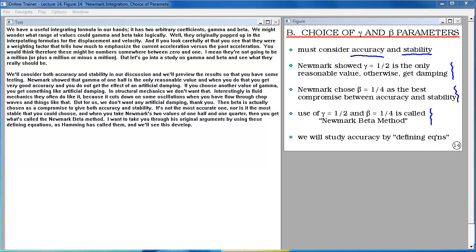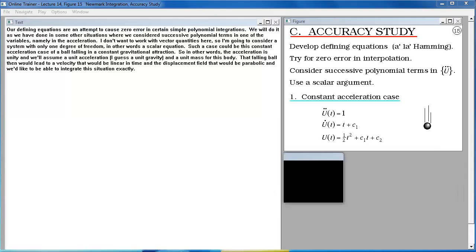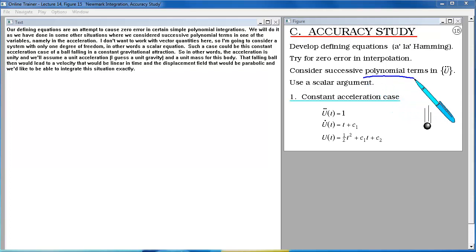I want to take you through his original arguments by using these defining equations, as Hamming has called them, and we'll see this develop. Our defining equations are an attempt to cause zero error in certain simple polynomial integrations. We will do it as we have done in some other situations where we consider successive polynomial terms in one of the variables, namely in the acceleration.